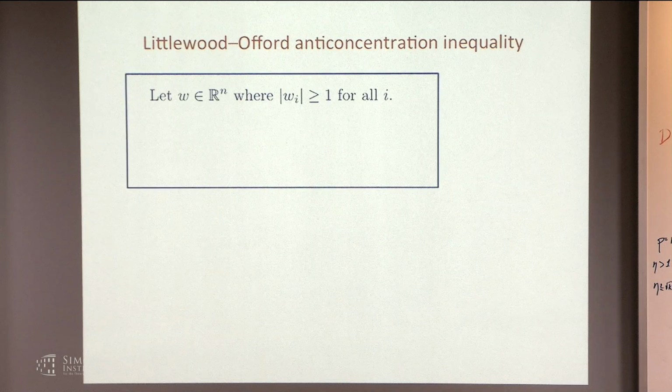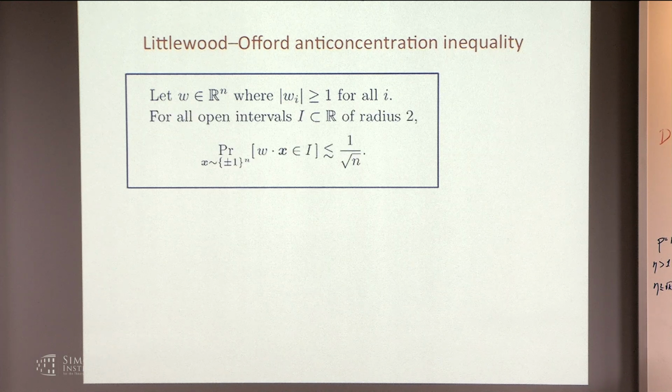So let's forget about that, and let's talk about Littlewood-Offord, which I think we all know. It says the following: let W be a single linear form. The entries are all at least 1, some sort of normalization. Then for all open intervals of radius 2, the probability that W dot X, this linear form, falls in this interval is at most 1 over root n.